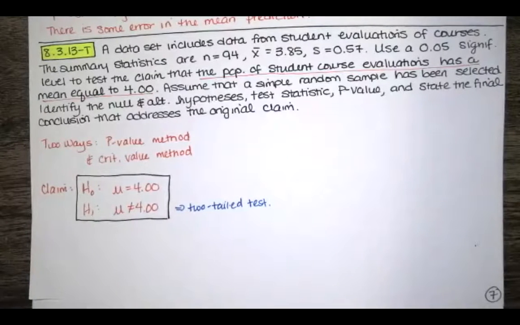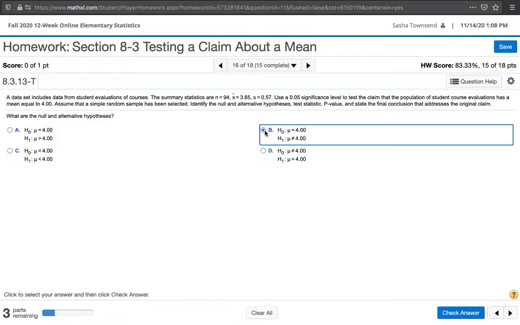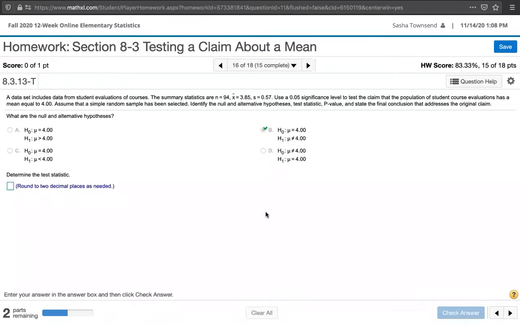So let's go to our homework assignment and choose the correct null and alternative hypotheses. Looks like option B is the one that we're looking for. Great. And next we want to determine the test statistic. I'll share my paper with you.